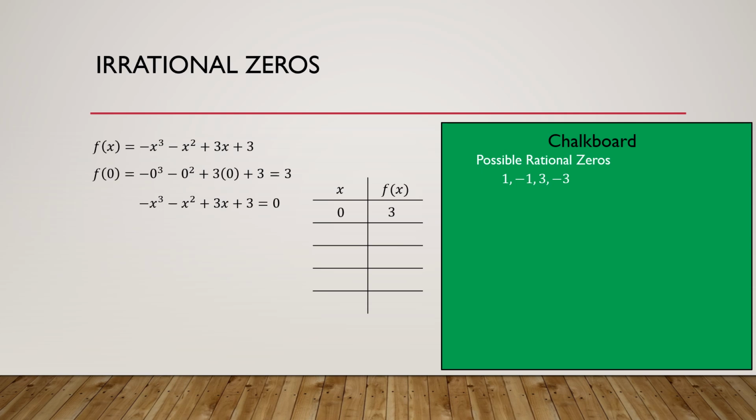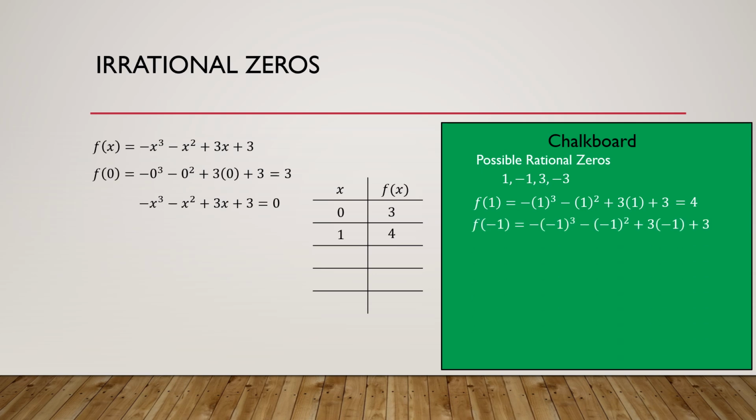We'll start with 1. F of 1 equals negative 1 cubed minus 1 squared plus 3 times 1 plus 3, which equals 4. 1 is therefore not a zero of the function, but 1, 4 may be useful as a test point later on. Next, we'll look at f of negative 1.